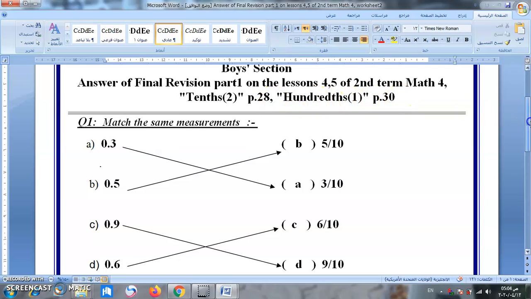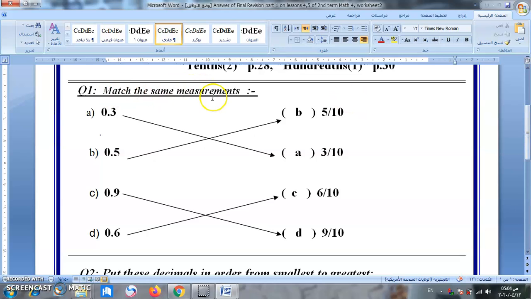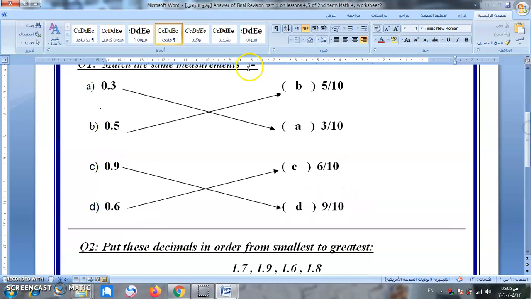Okay, so here we would like to match the same measurements. When we say 0.3, it equals what? 3 over 10. It's a fraction, 3 over 10. Okay, 0.5 will be the same, so 5 over 10. Good. What about 0.9? It's 9 over 10. And the last one, 0.6, it's what? 6 over 10. It's very easy. So this is called decimals and this is called fractions.